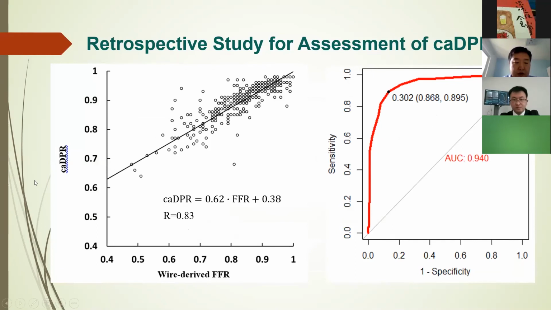The left figure shows the relationship between the CADPR and the wire-based FFR. From the figure, I think there is a reasonable relationship between the CA-DPR and the CA-FFR. The right figure shows the AUC value. We can find the AUC value is equal to 0.94. It's still very good.